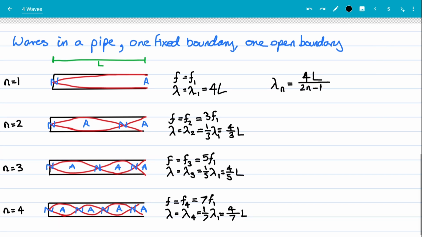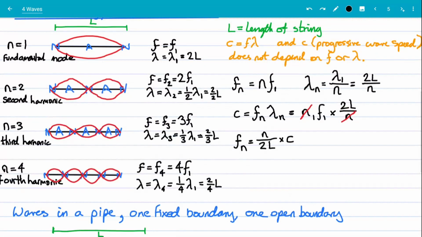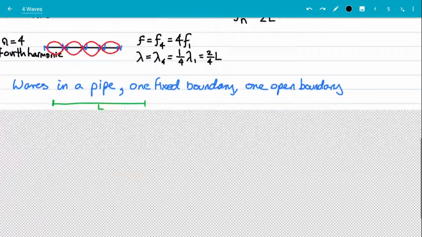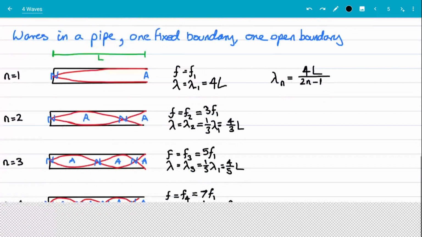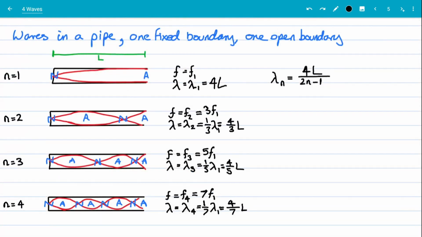And we could write that in L equals instead. I'm going to leave it like that. Notice it is different. Before we had lambda n is equal to 2L over n. Now we've got lambda n is equal to 4 over 2n minus 1 all times L. It is different. Our speed would be the same in each case, so our speed is equal to frequency n multiplied by 4L over 2n minus 1.